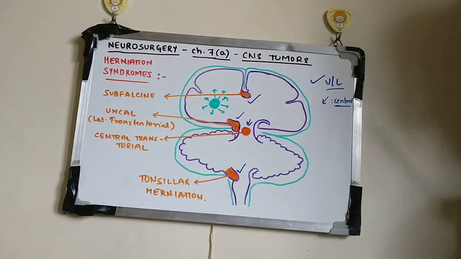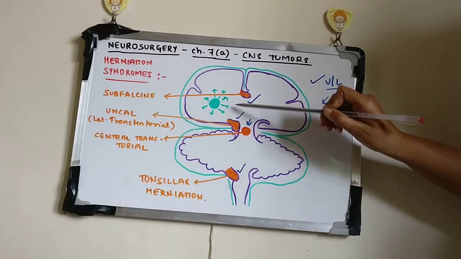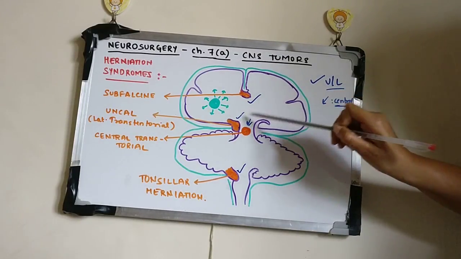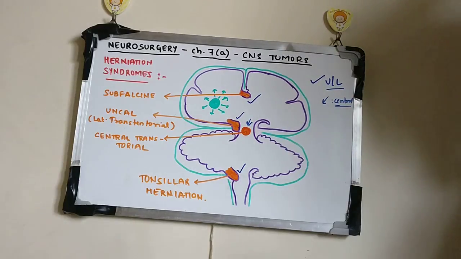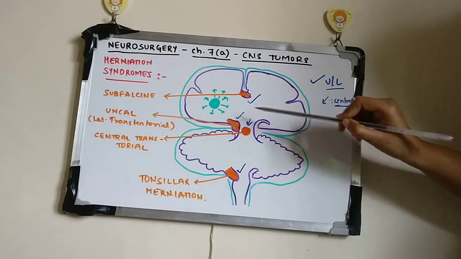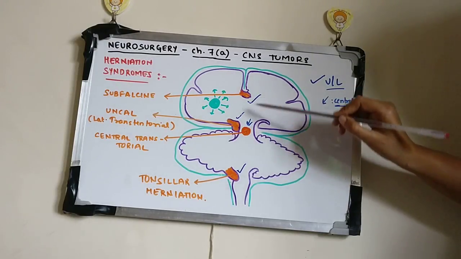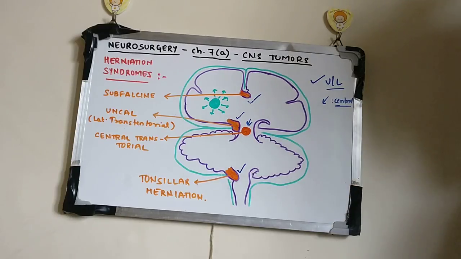Now coming to your central herniation. How will the central herniation occur? It occurs when the mass effect is produced from bilateral sides. So it is going to be from both the sides. And it is symmetrical, and it will cause a downward shift of your diencephalon, which will be here, and your upper brainstem. It will move down through the transtentorial notch. So that is your central herniation.